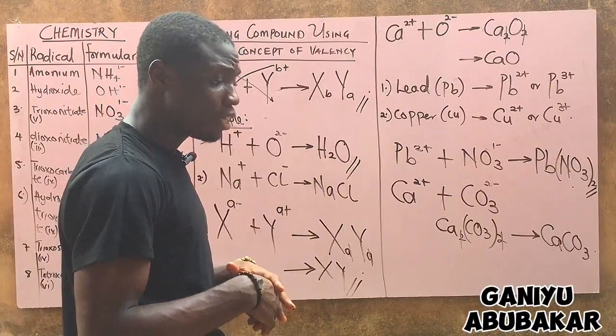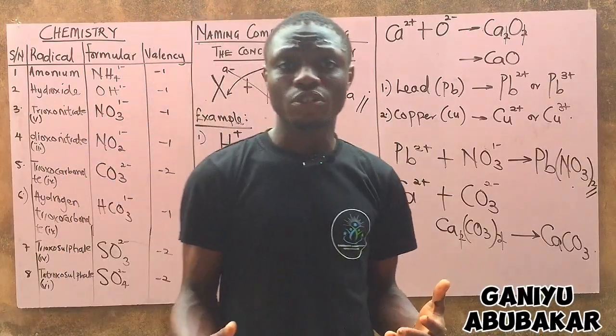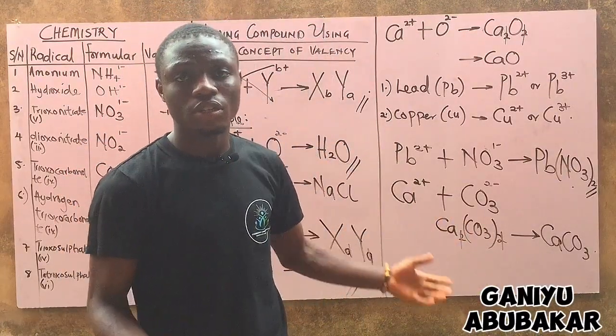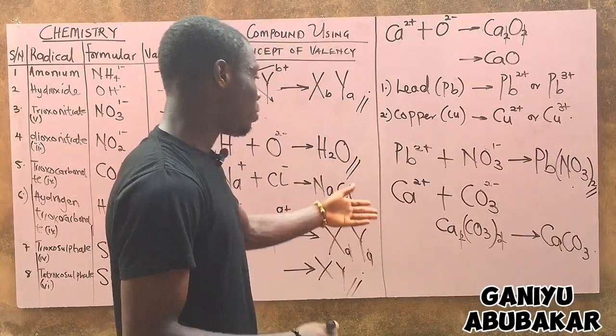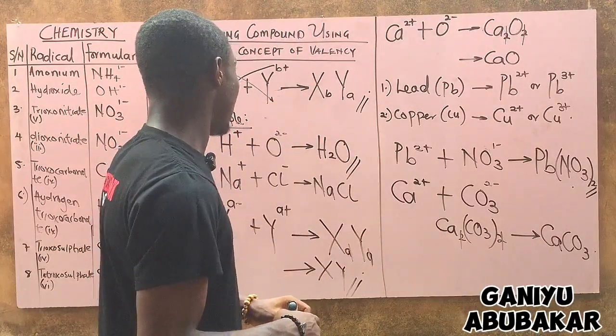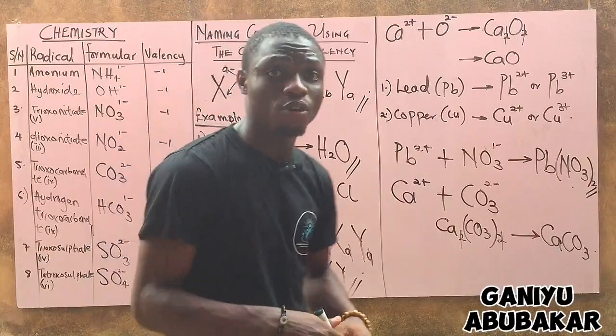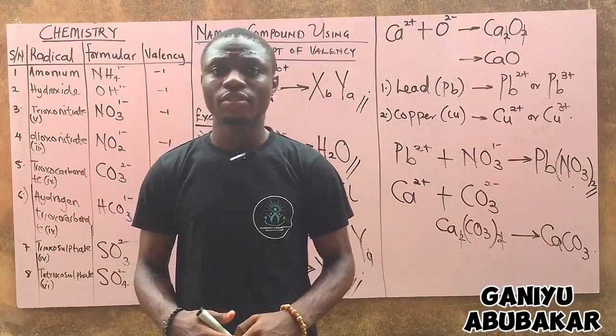So you can try checking out past questions on these, right? Try to know how to write compounds, or perhaps how to name compounds using the concept of valency, right? So this is how it works.